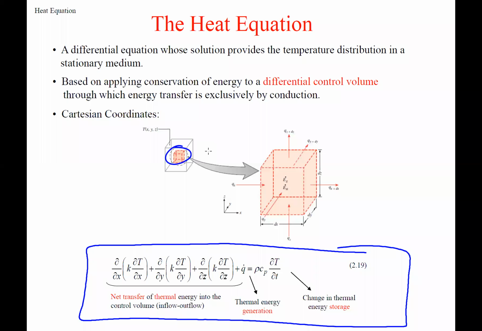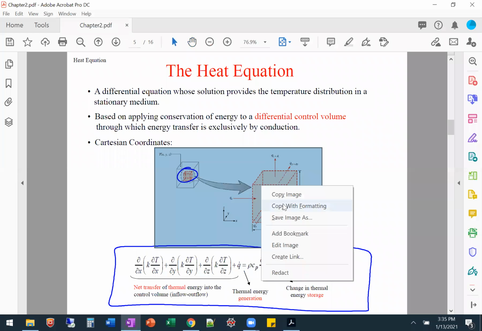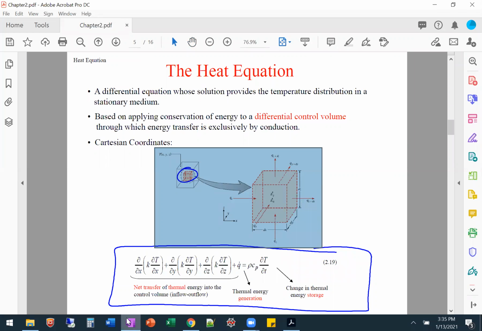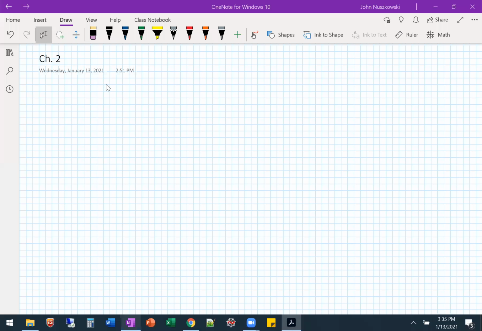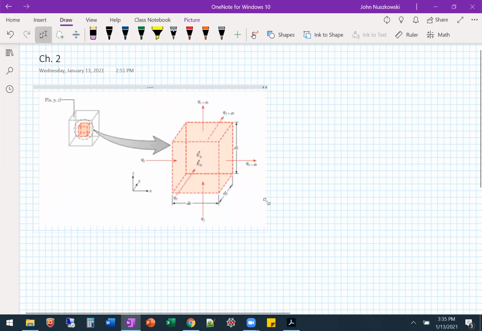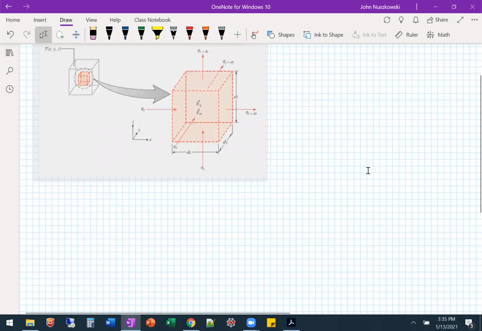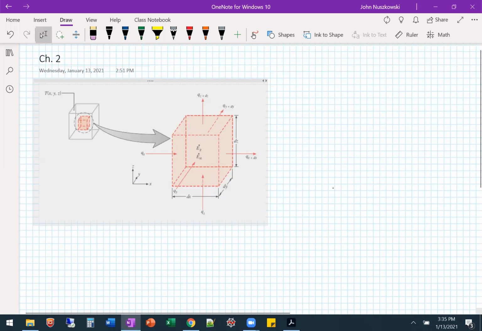Okay, here we go. If I take that cube, I'm going to put it here. And then I said we're going to start with the COE, conservation of energy, of course, in my classes. So we're going to start with the COE.